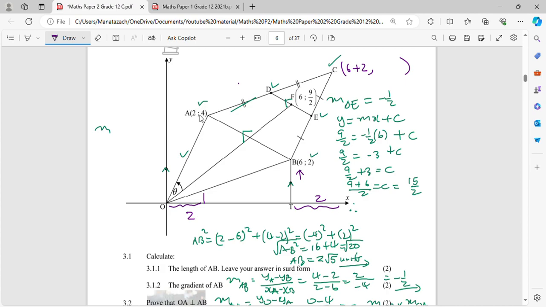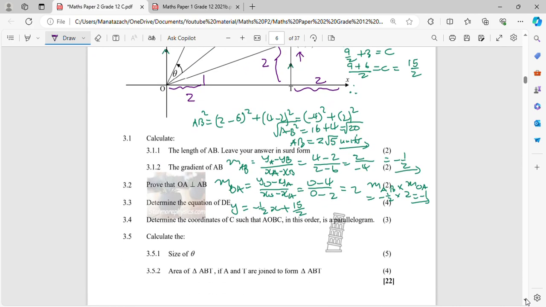Look at point A. Point A is 2 and 4. It means the y coordinate is 4 for point A, and then the distance between O and B, this distance here in the y direction is 2. That will be the same distance applicable for point A and C. It will be 2. So here the y coordinate for C is 4 plus 2. So I can simplify that as 8 x coordinate, then y coordinate is 6. So I have 8, 6 as the coordinate of C. That's it.